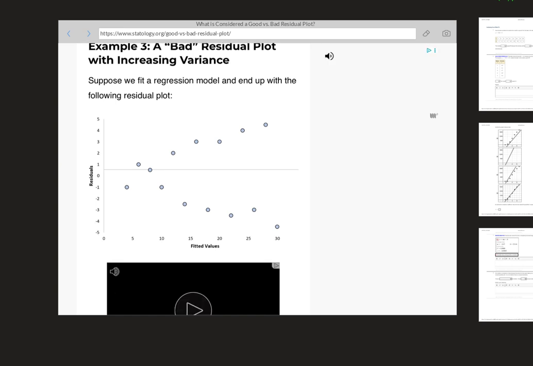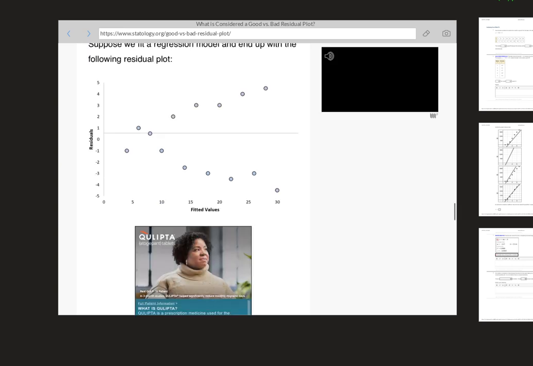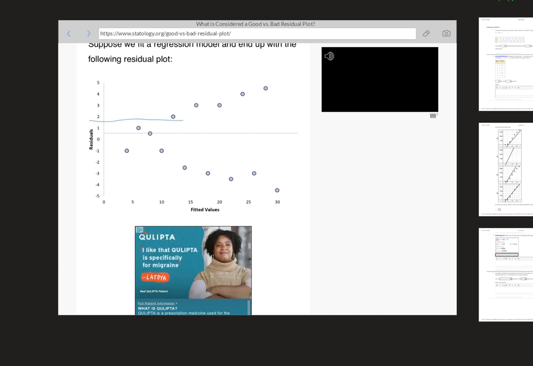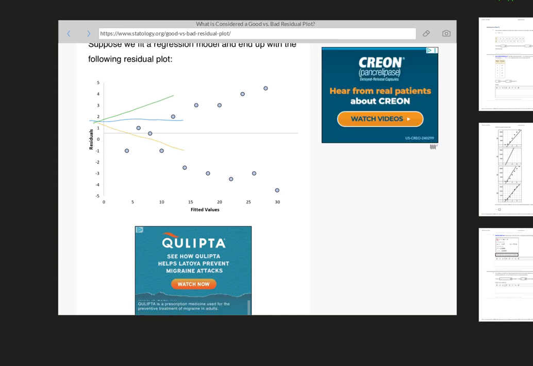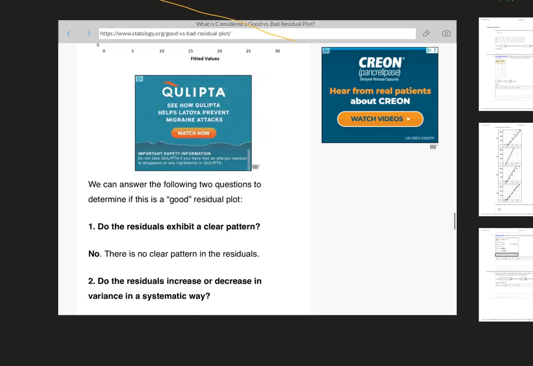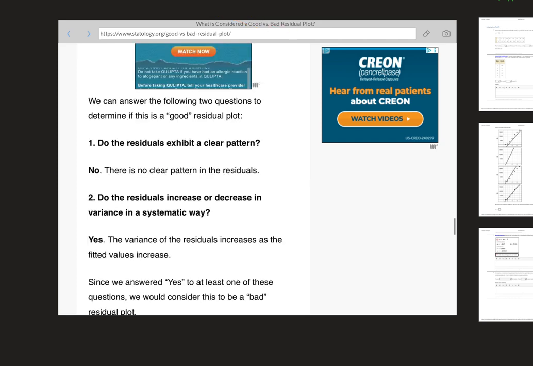Suppose we fit a model on this one. So let's see, why is this one bad? Well, there's zero. And then here's my thought: these kind of go up and away, and these kind of go down and away. So let's scroll and see what the website has to say. Look at all these ads, it's crazy. Sorry.